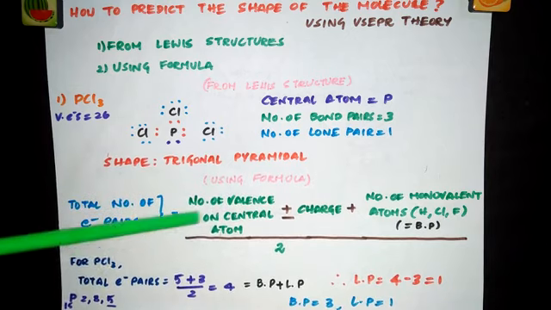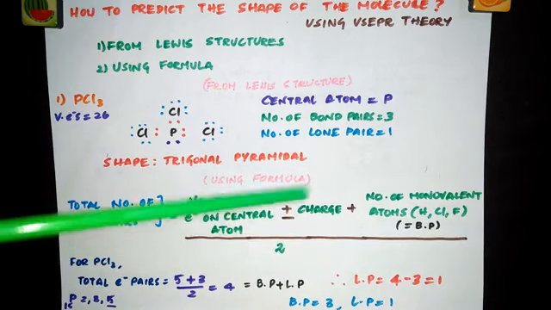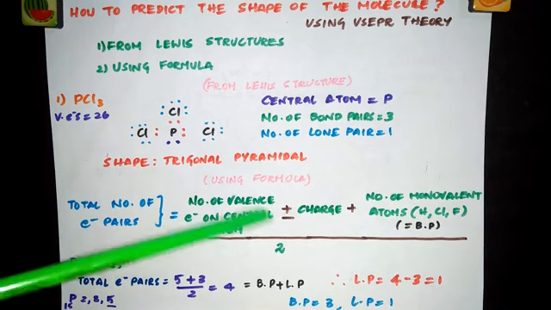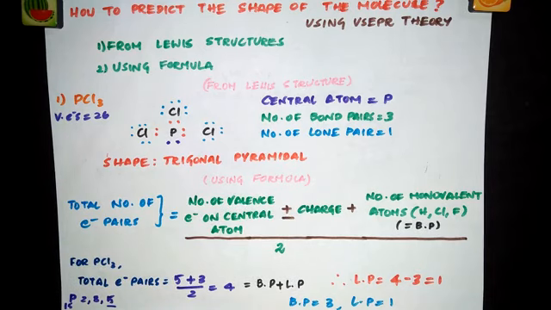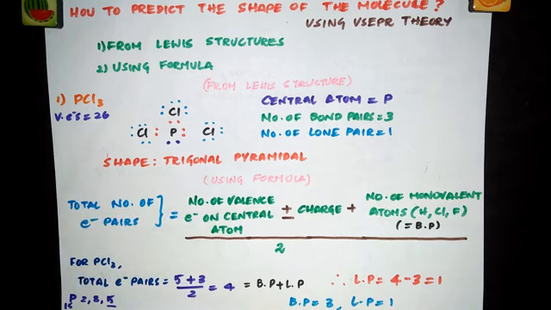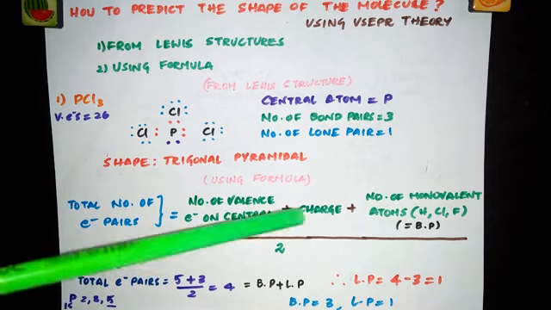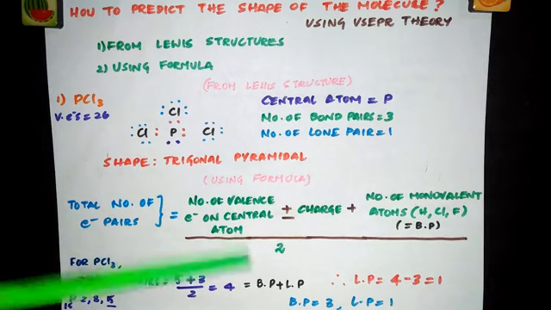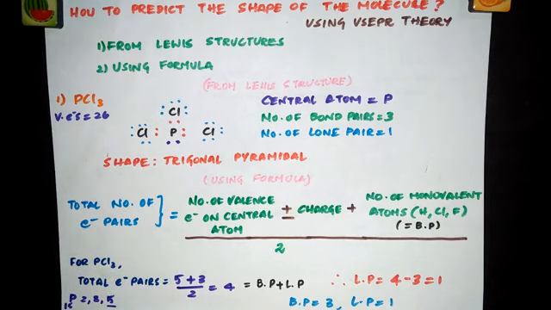Number of valence electrons on the central atom plus or minus charge. When will you use charge? When the given species is an ion. Suppose CO3 2 minus, then you have to add that 2 minus here. Remember when we drew the Lewis structures, I told you when it is a cation, you have to subtract the charge. When it is an anion, you have to add the charge. Same way, if charge is given, you add or subtract it depending upon whether it's a cation or an anion. Then plus the number of monovalent atoms, divided by 2. That gives you the total number of electron pairs.